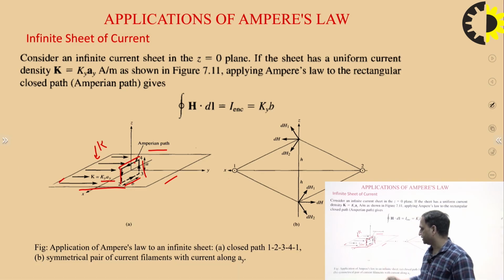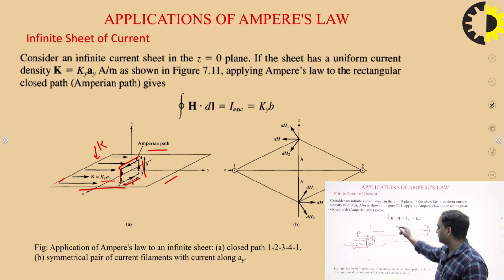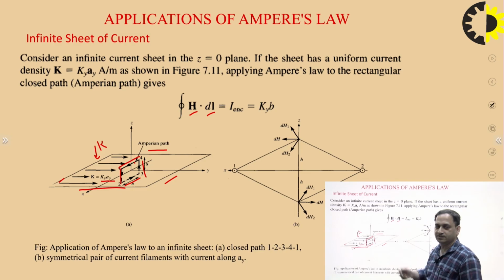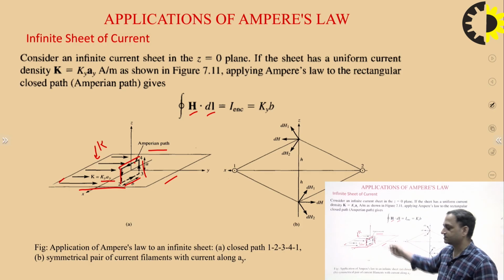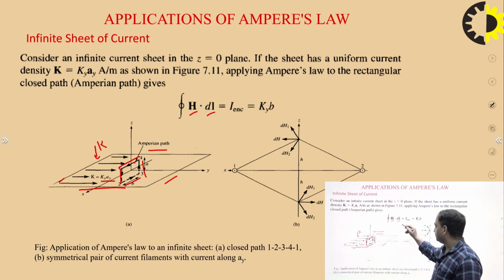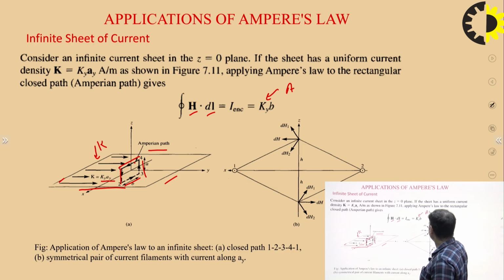So one element we have taken, right? Now our question is how to find the value of H for 1 to 2, 2 to 3, 3 to 4, 4 to 1. Because if we find the value of H by using Ampere's circuital law, and if we know the dl, then simply we can take a dot product and find the value of H. Before going into the detail of this diagram calculation, we will take this sheet current density which is Ky. The unit for this current density is ampere per meter. So this is nothing but K.